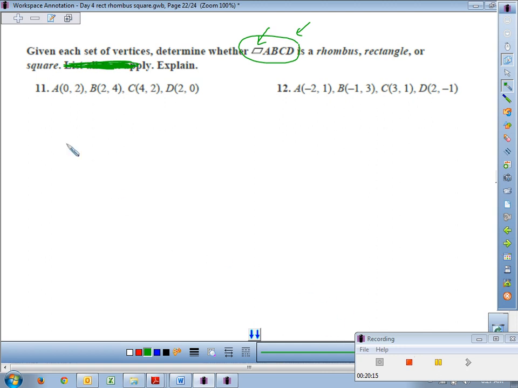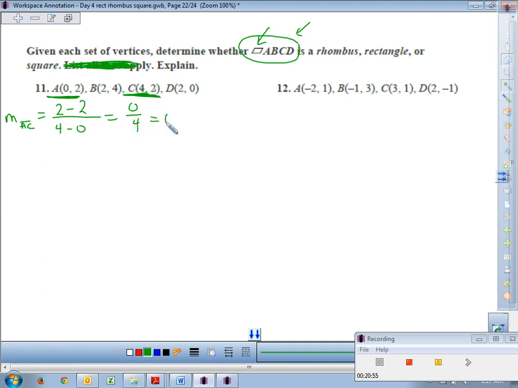And I'll show you a secret. So let's find the slope of the diagonals first. First slope we'll find will be the slope of segment AC. And this is where we really want to take our time and not make any sign errors. It's going to be y2 minus y1, 2 minus 2, over x2 minus x1, 4 minus 0, which is 0 over 4. Ooh, which is really 0.